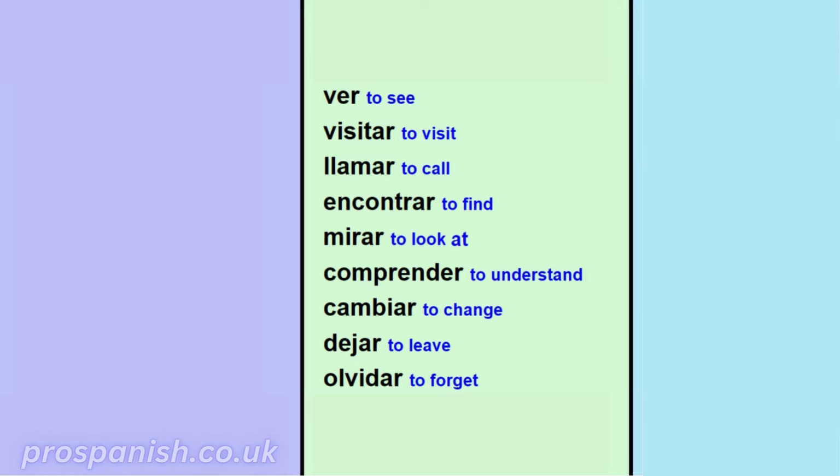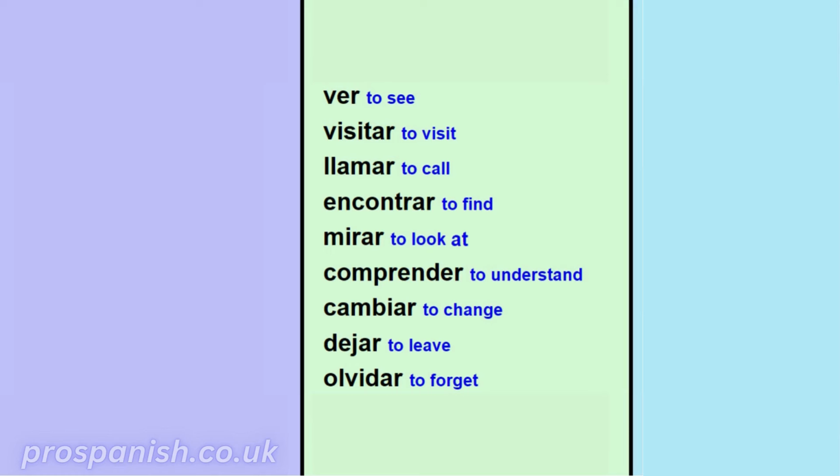Okay, to visit is fairly straightforward. Visitar. Again, the V pronounced like a B. Visitar, to visit. How would you say to visit me? Like, are you going to visit me? What would that be, to visit me? Visitarme. Just stick the word me onto the end of visitar. Visitarme, to visit me.